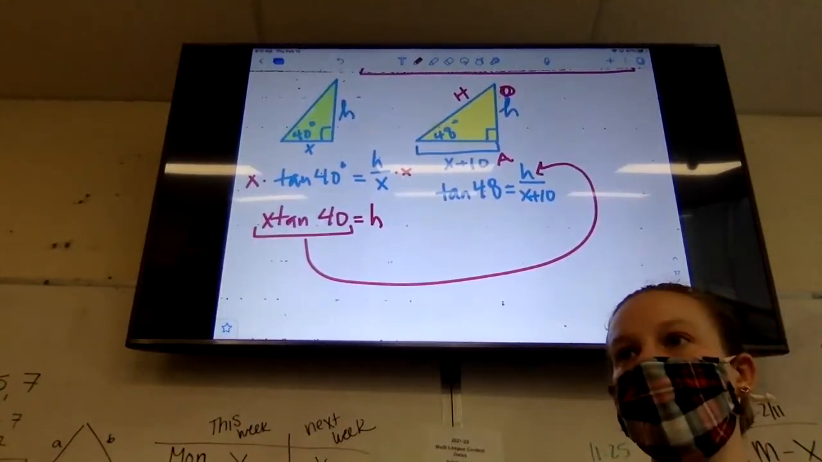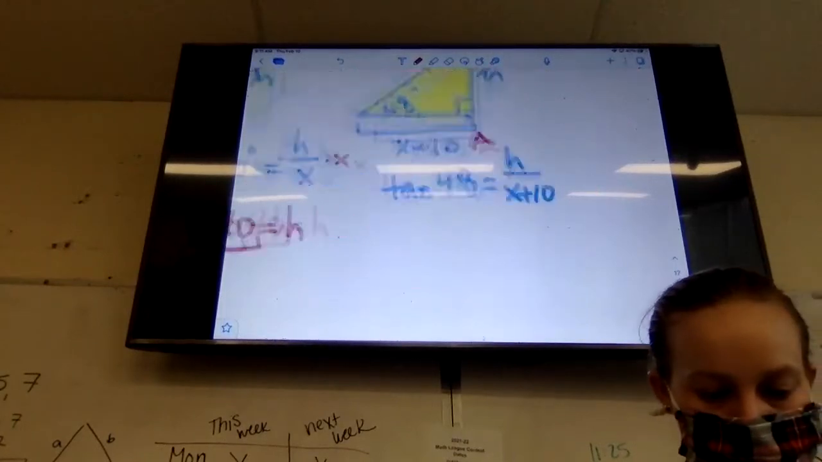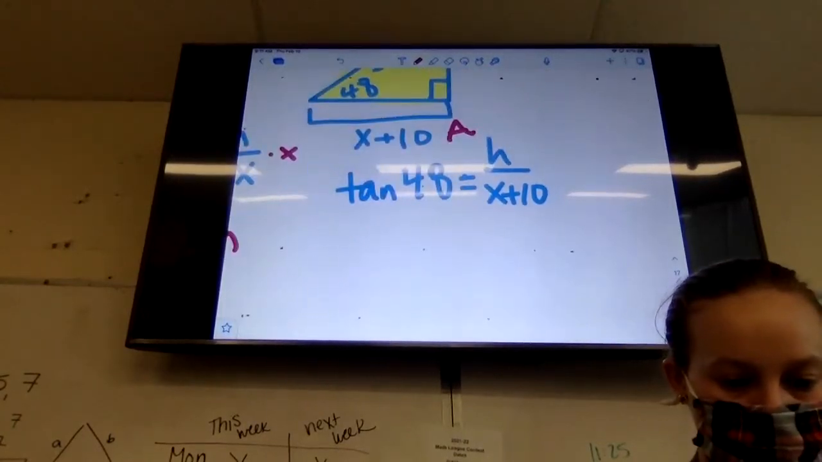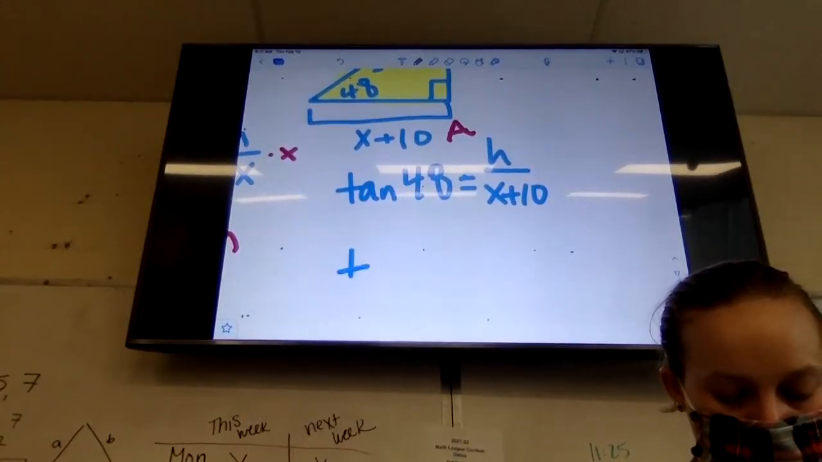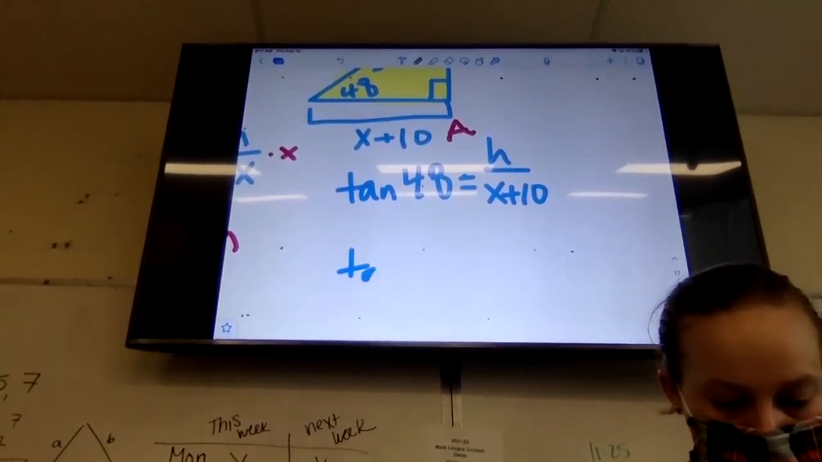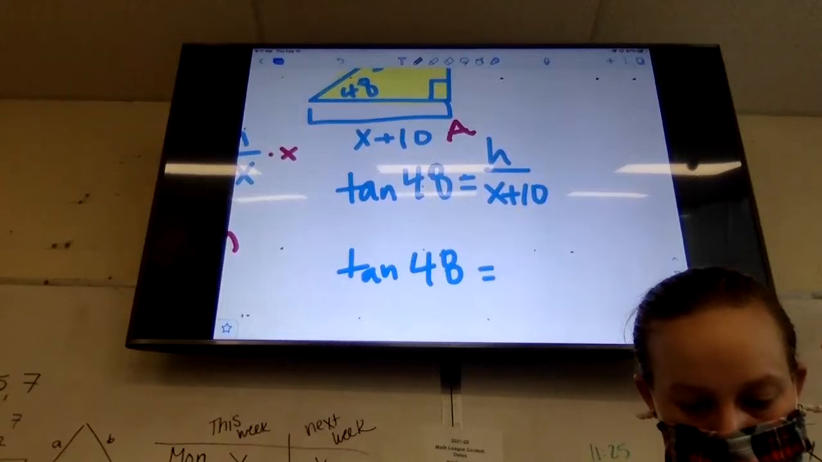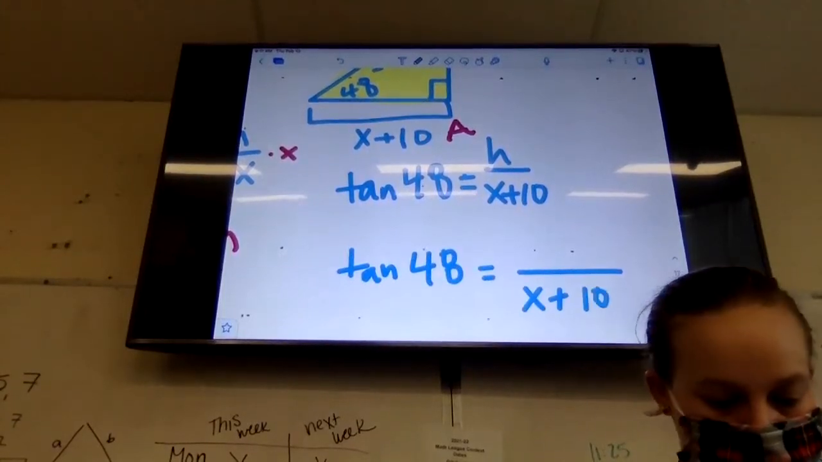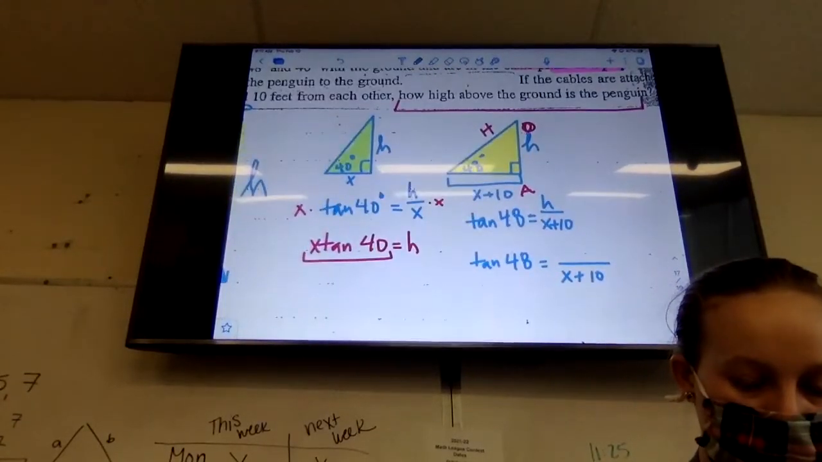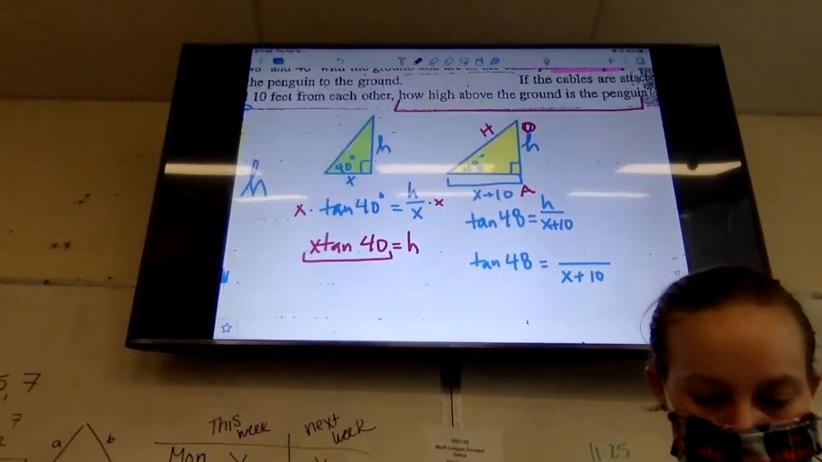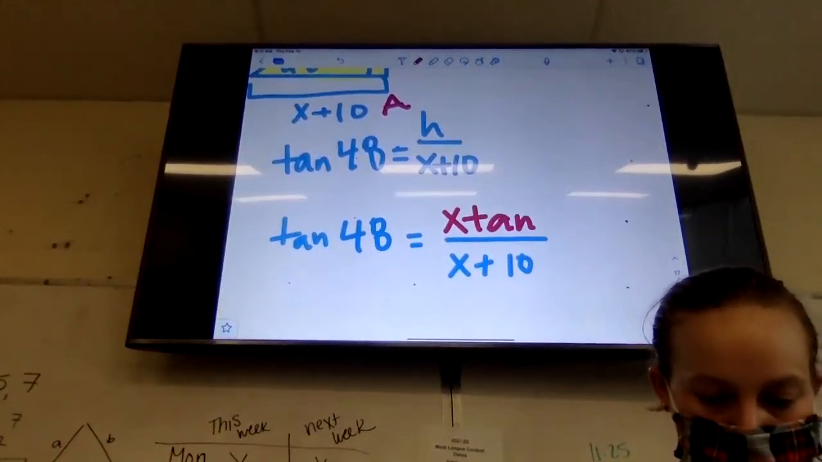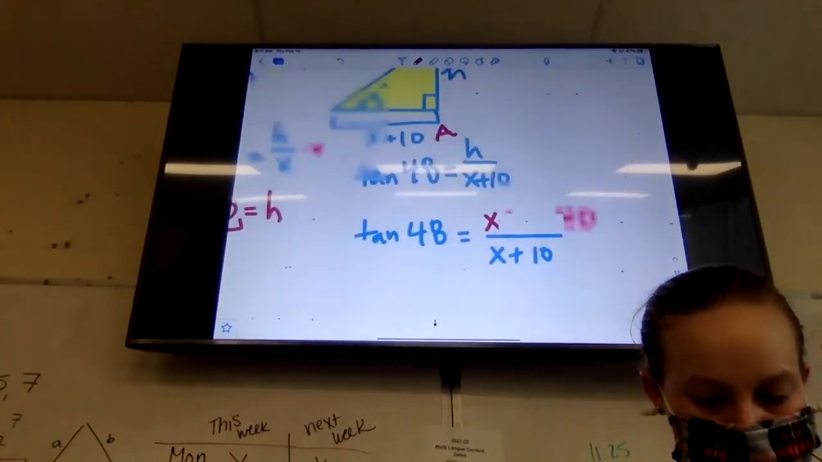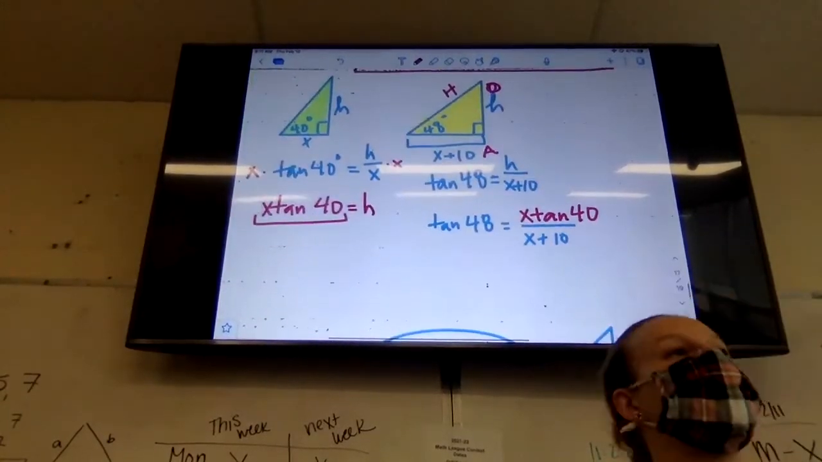Is everyone okay with that? So I've got tan 48 equals X times tan 40 over X plus 10.